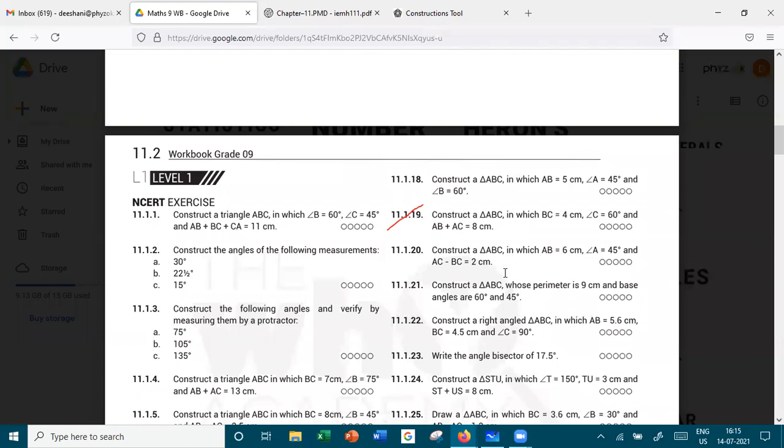Ma'am, can you repeat the question number? I didn't see it. Is it 19? Yes, yes, 11.1.19.